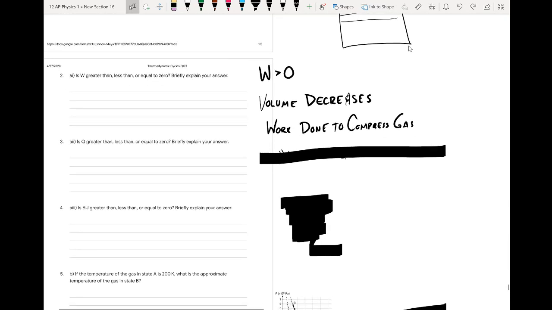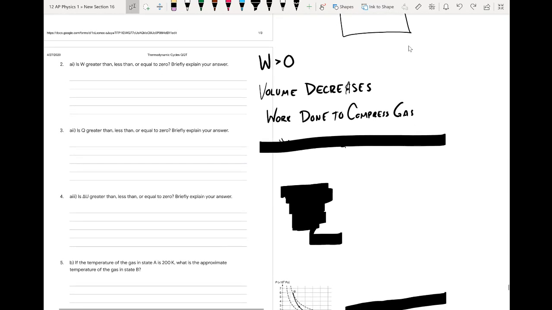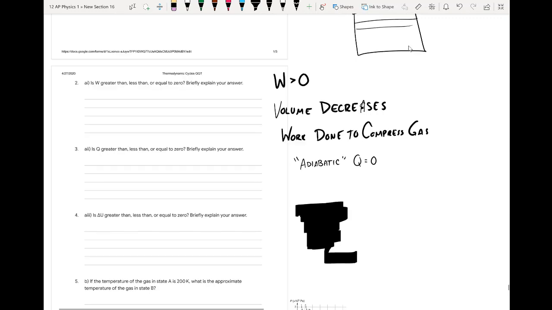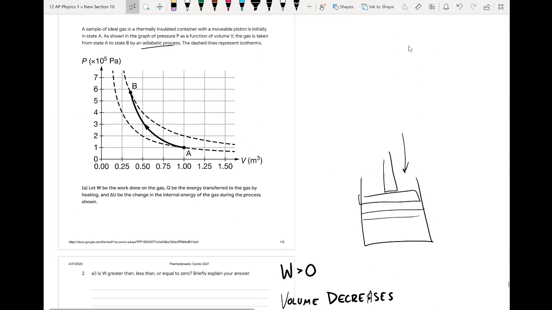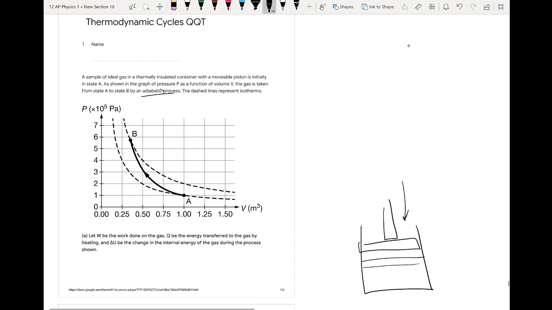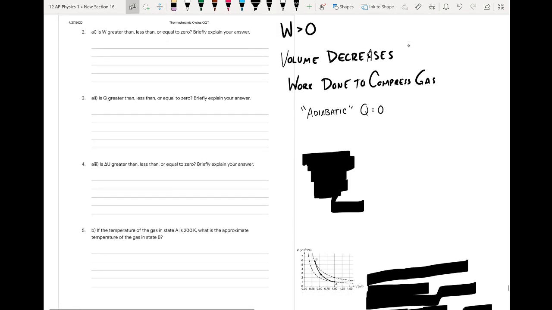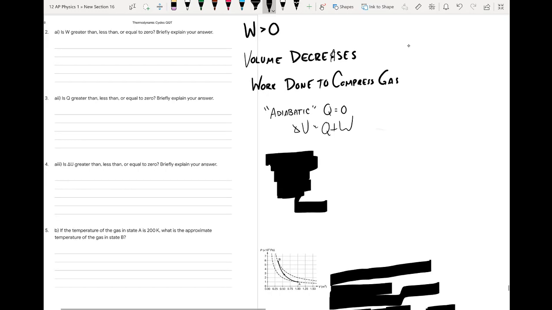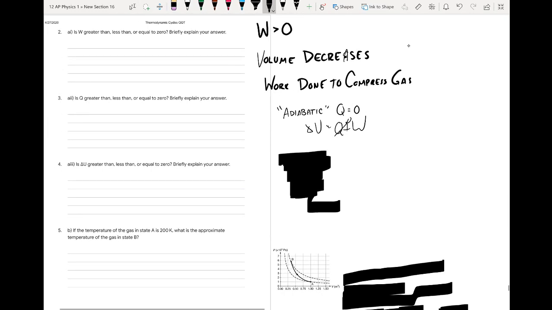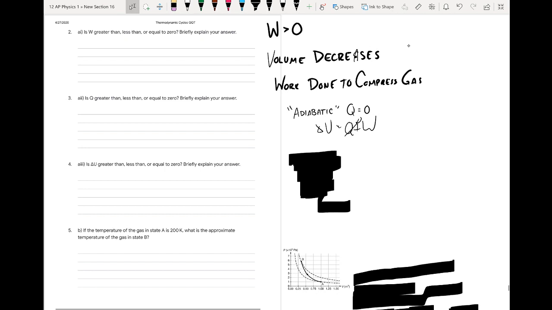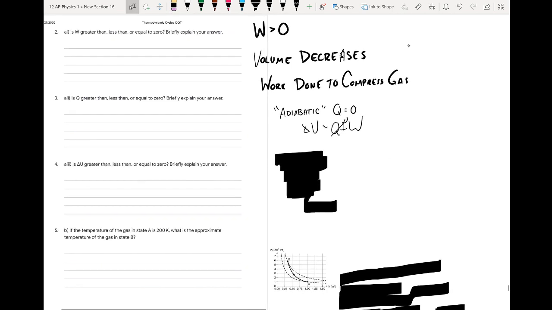All right, the next one is Q greater than, less than, or equal to 0. This one is not too bad at all. The situation tells us that we're dealing with an adiabatic process. It says A to B is adiabatic, and we know that adiabatic means that the heat is equal to 0. We're changing the amount of energy by only working. So based on our first law of thermodynamics, or not even really that, just based on our definition of adiabatic, this heating term is 0 because of our definition.